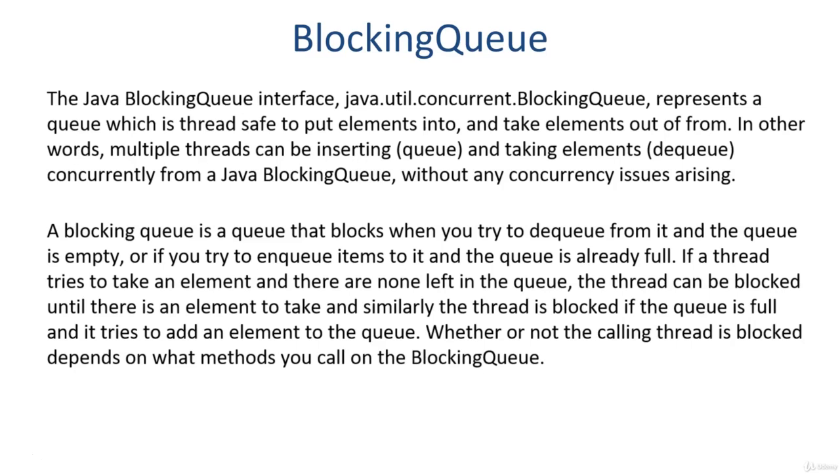A blocking queue is a queue that blocks when you try to dequeue from it and the queue is empty, or if you try to enqueue items to it and the queue is already full. If a thread tries to take an element and there are none left in the queue, the thread can be blocked until there is an element to take, and similarly, the thread is blocked if the queue is full and it tries to add an element to the queue. Whether or not the calling thread is blocked depends on what methods you call on the blocking queue.